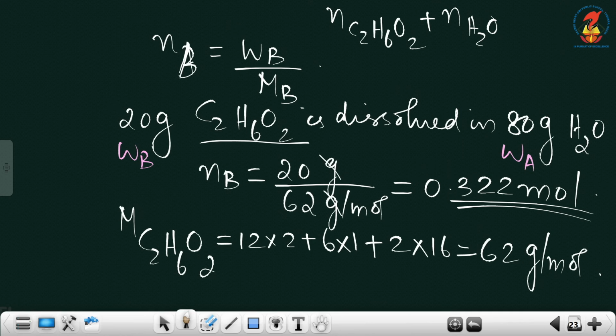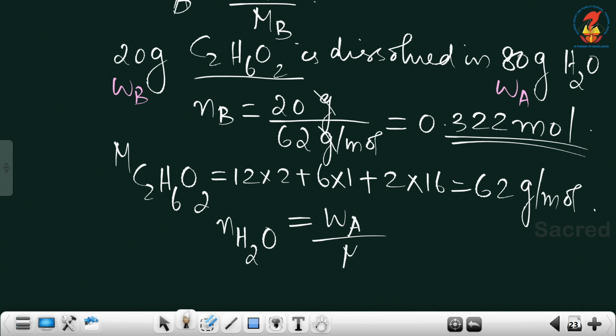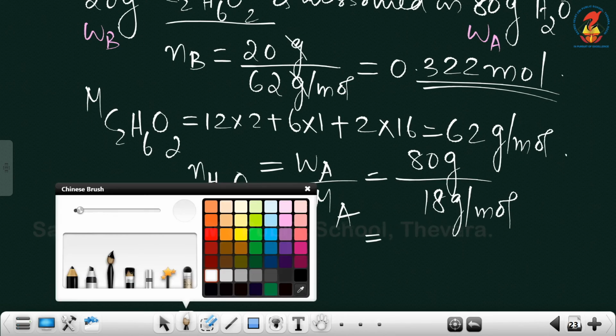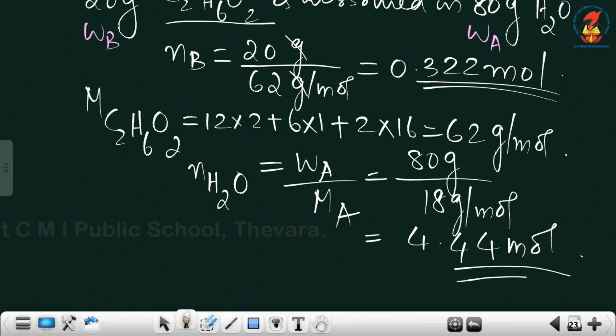Now you have to find nA. So nA next, that is n of H2O, will be equal to WA by MA. WA is 80 gram and molecular mass of water is 18 gram per mole, which is equal to 4.44 mole. So you got nA and nB.